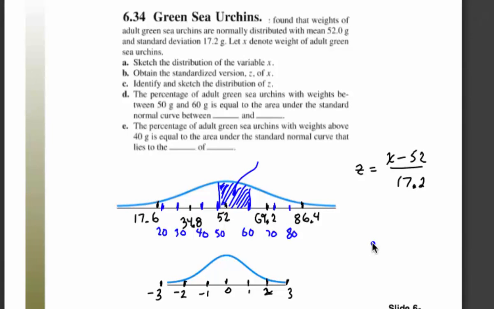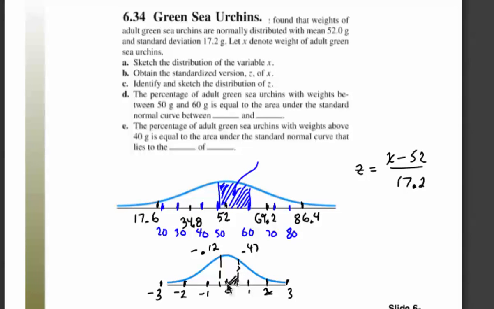And what'd you get for that? Negative 0.12? Yeah, that sounds right. So right about here. So negative 0.12. And 60 is 0.47. Somebody else get that? Okay, so you're in. So why do we do that? Why do we find the z-scores for 50 and 60?